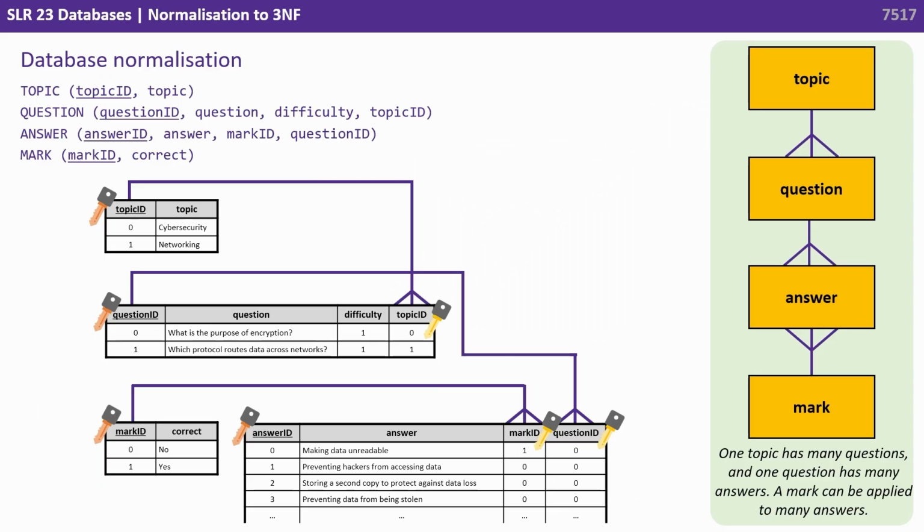So there is the finished diagram, showing you both the entity relationship diagram and the textual description at the top. We can say that one topic has many questions and one question has many answers, and a mark can be applied to many answers.